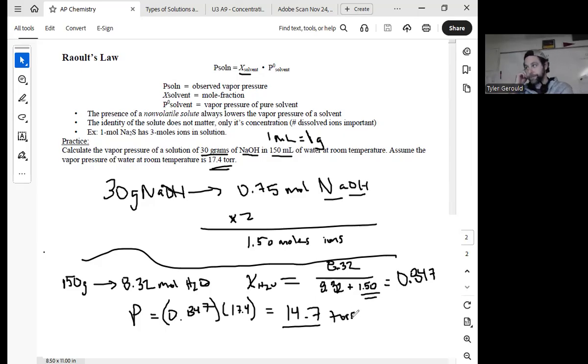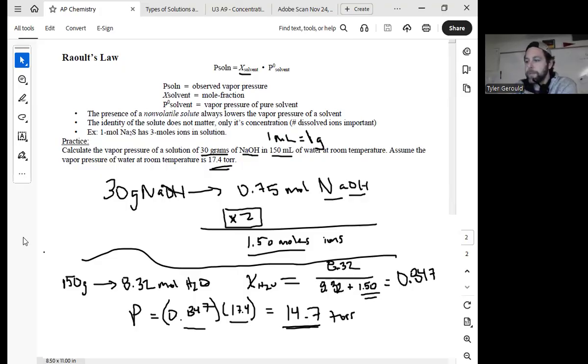And that's your answer. So the biggest trick is just figuring out the mole fraction, making sure that the multiplier for the ions when it's dissolving is happening. So use the total ions in the solvent calculation, and then that mole fraction of water, of the solvent, is being multiplied by the pure vapor pressure, which was the 17.4, and you get the adjusted vapor pressure of your water now that ions are dissolved in it.